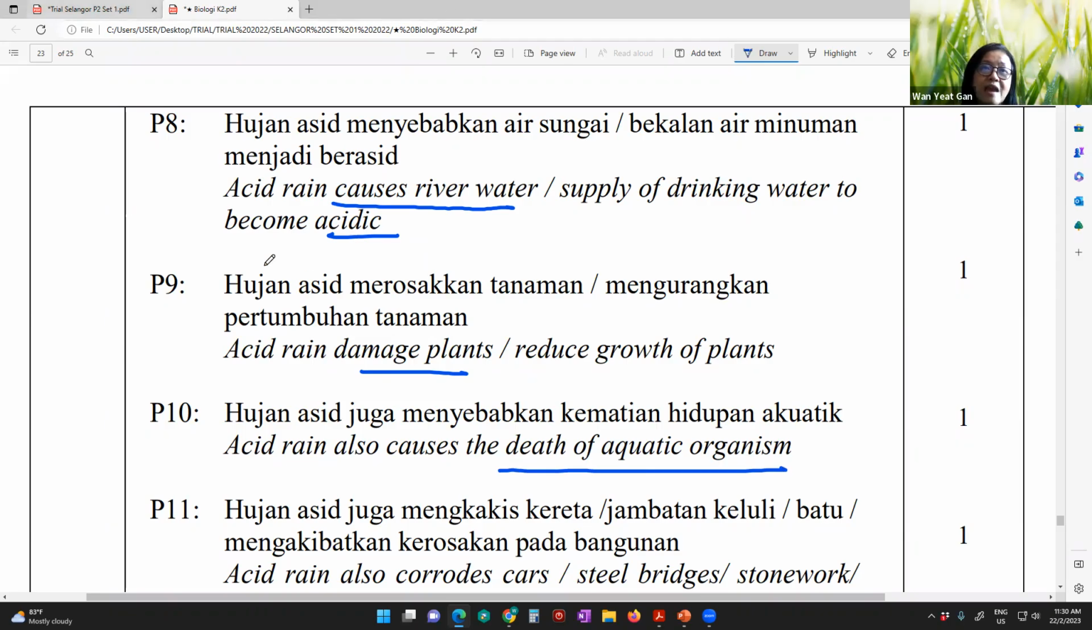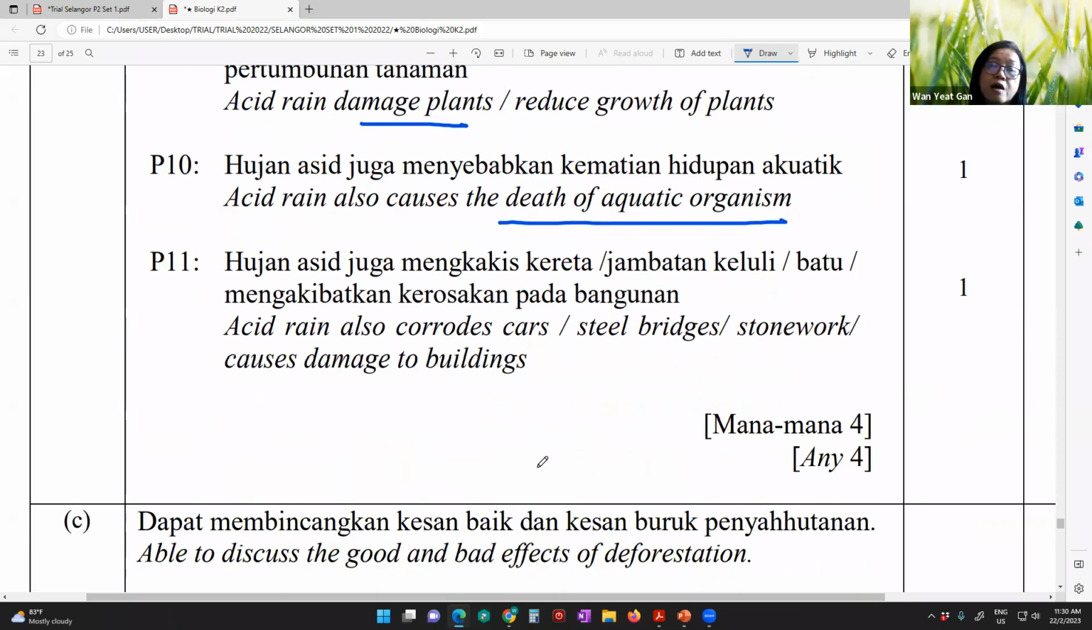Now the question says environment, so the answer is very wide. It can cause the death of organisms. It can also cause corrosion on your buildings made from stonework, or steel bridges and so on. Okay.